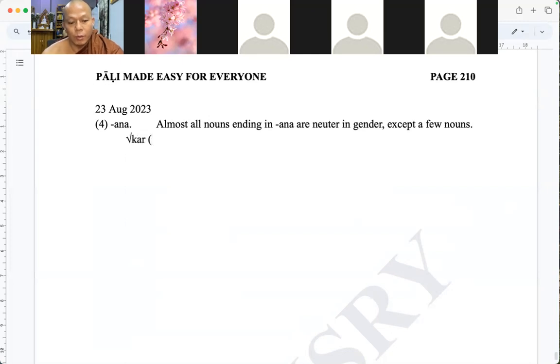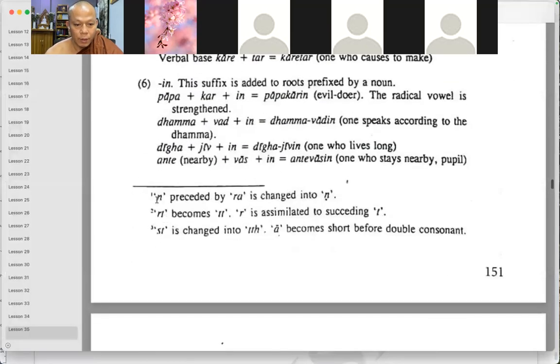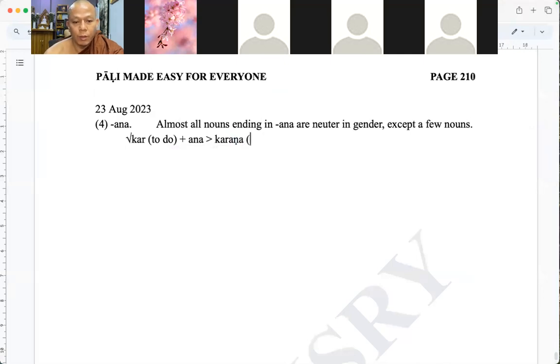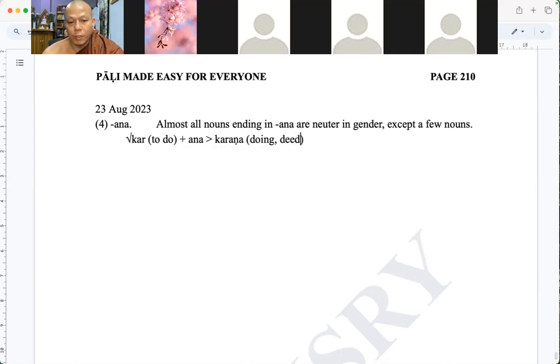So root kar, we already know that, to do, but by adding the ana suffix at that time, we have karana. But because of this ra sound, ra is a retroflex sound, influenced by that retroflex, this na changes to the retroflex na. So without the dot becomes with the dot. That one is also at the end of the book. Now preceded by the ra, it is changed to the na in this way. So the meaning of that one is just doing. Okay. And then, literally doing, but later referring to the deed.